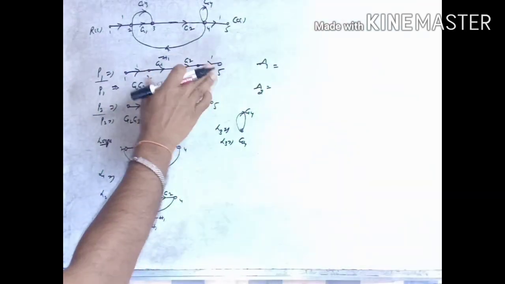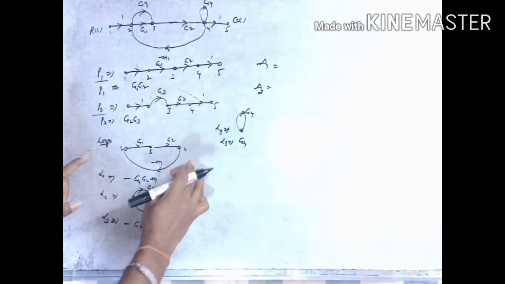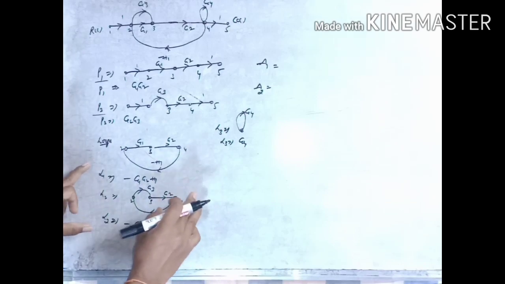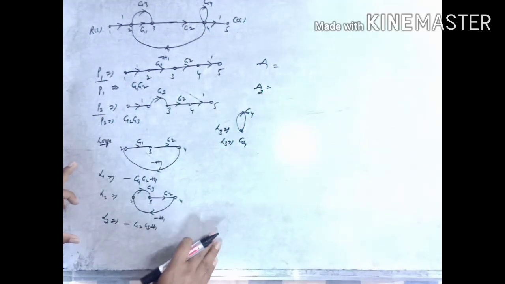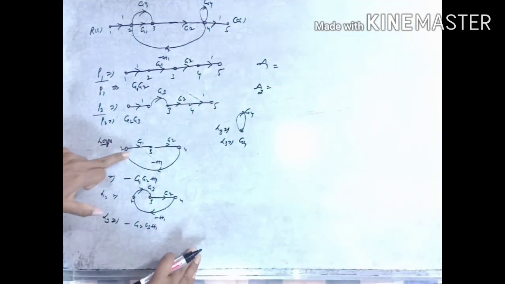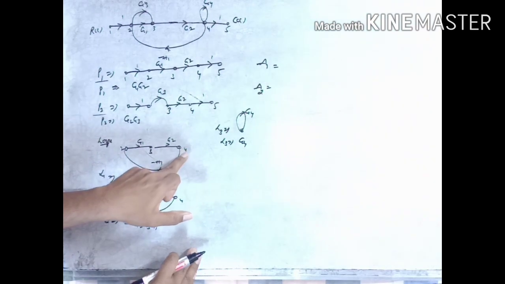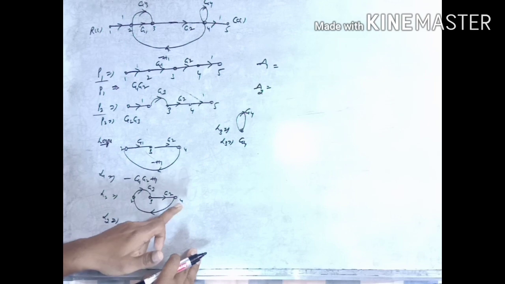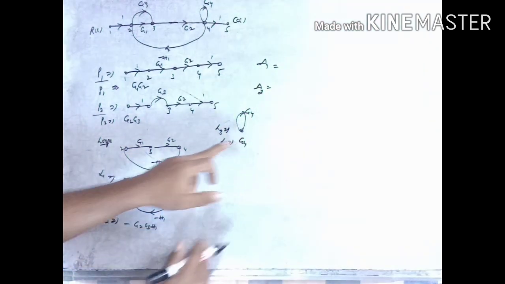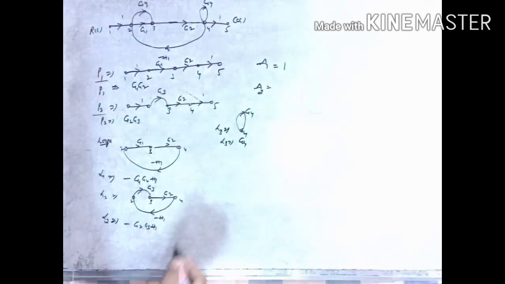Here we will take this first forward path and compare it with all the individual loops. If any node is common or not, we will check. 1, 2, 3, 4, 5 are the nodes of the first forward path. Check first loop 2, 3, 4. Here 2, 3, 4 nodes are common. Second individual loop, that is 2, 3, 4. Again 2, 3, 4 nodes are common. Third individual loop, 4 is there. Again node 4 is common. So all the loops are touching the first forward path, so we will replace it as 1. If any loop is not touching the first forward path, we will replace it with 1 minus that gain product.